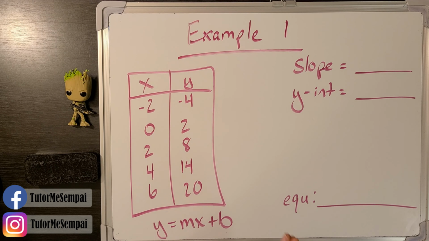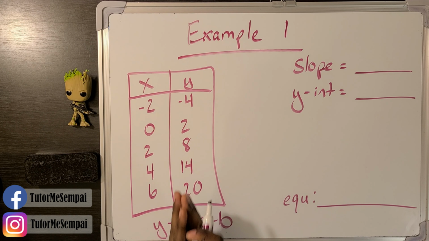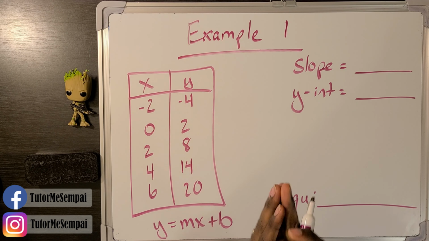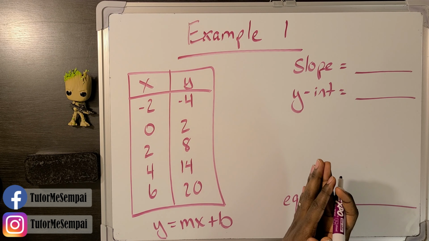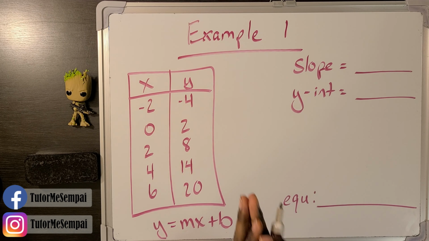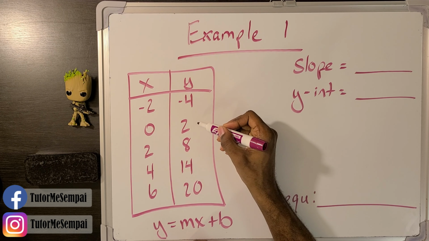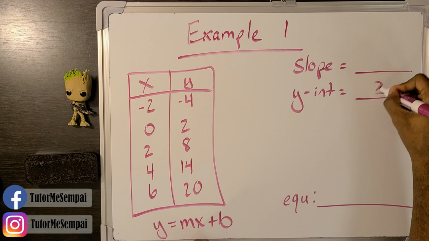So let's start with the easiest one first, your y-intercept. In this case, it's going to be easy because they already give it to you. Remember, your y-intercept is whenever x is 0, what is the y value? That's where your graph is going to intersect your y-axis. So what is y when x is 0? You notice y is 2, so your y-intercept is going to be 2.